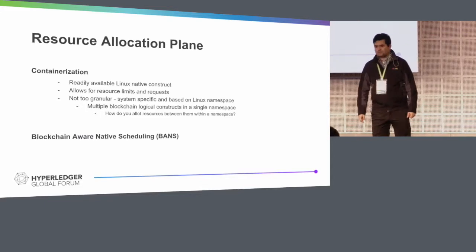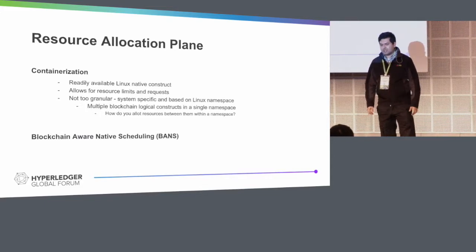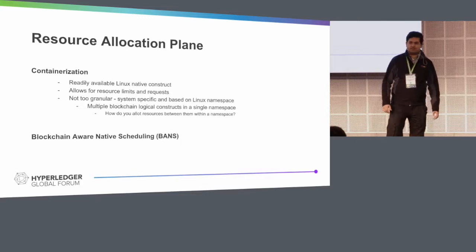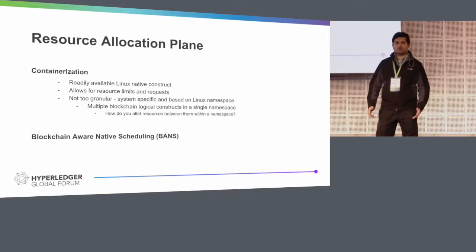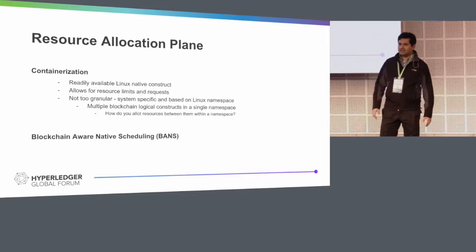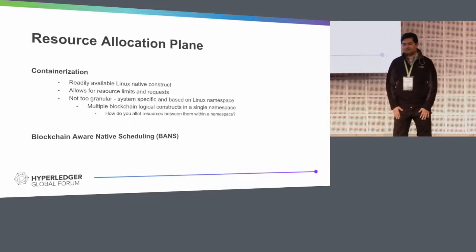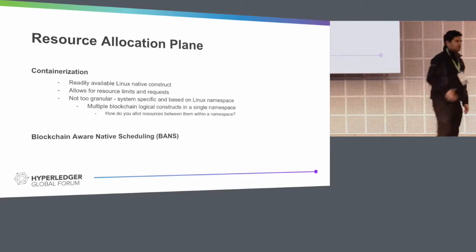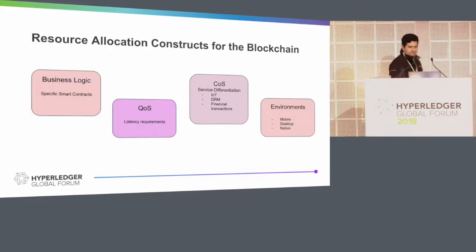It doesn't let you do that. So what we propose at eBay is using something called blockchain-aware native scheduling. It's not really using, it's more like building. We propose to build this. Let's look at what blockchain-aware native scheduling means.